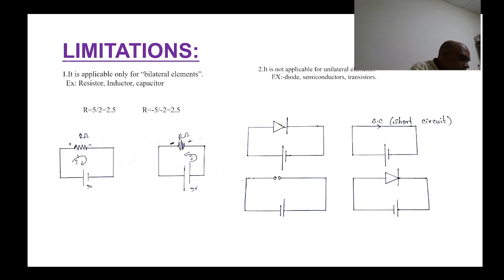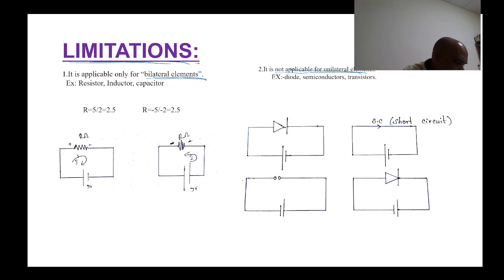Next, limitations of Ohm's law. Ohm's law is applicable only for bilateral elements. Just remember this concept, later we'll discuss it. It is not applicable for unilateral elements.